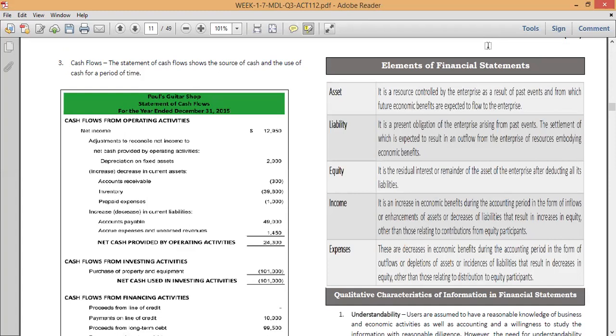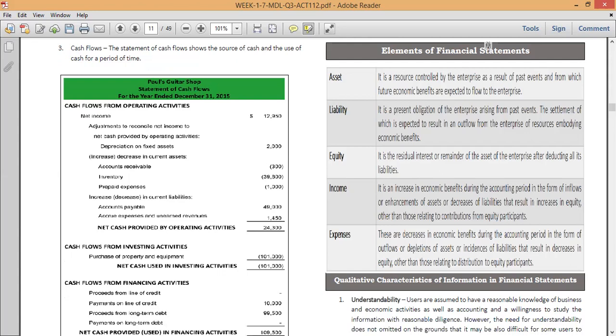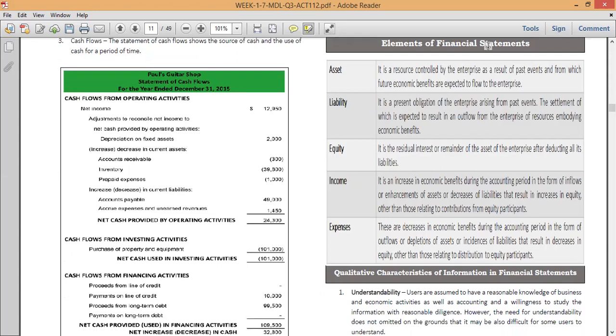Next is another element, the equity. It is the residual interest or remainder of the asset of the enterprise after deducting all its liabilities. So, from the word deducting, ide-deduct po muna natin yung total assets natin into liability. So, lalabas po ang ating owner's equity. Okay? So, kumbaga ito na yung tinubo mo sa business mo.